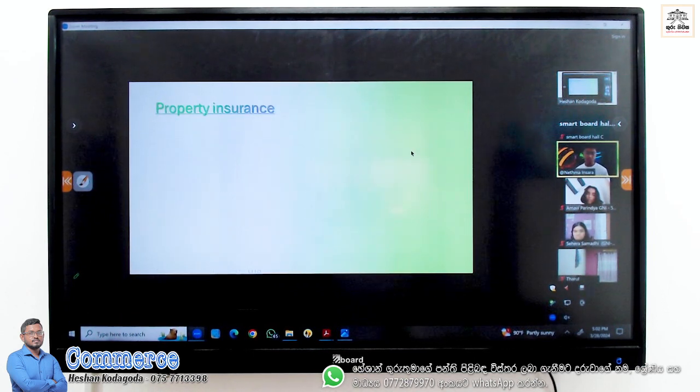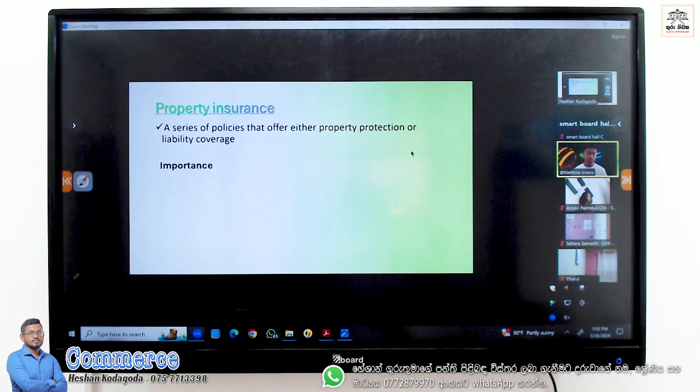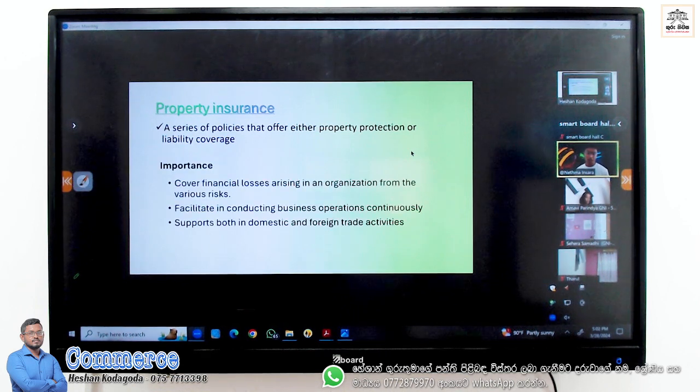Property insurance is a series of policies that offers either property protection or a liability coverage. Property insurance also has some importances. Cover financial losses arising in an organization from the various risks, facilitate in conducting business operations continuously, supports both domestic and foreign trade activities.